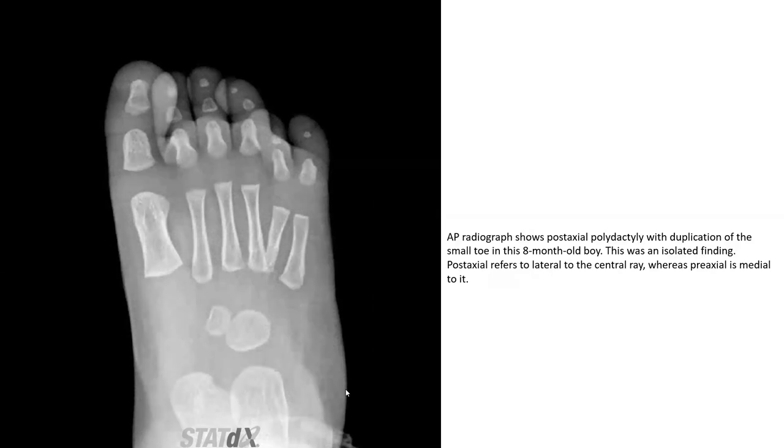AP radiograph shows postaxial polydactyly with duplication of the small toe in this 8 month old boy. This was an isolated finding. Postaxial refers to lateral to the central ray, whereas preaxial is medial to it.